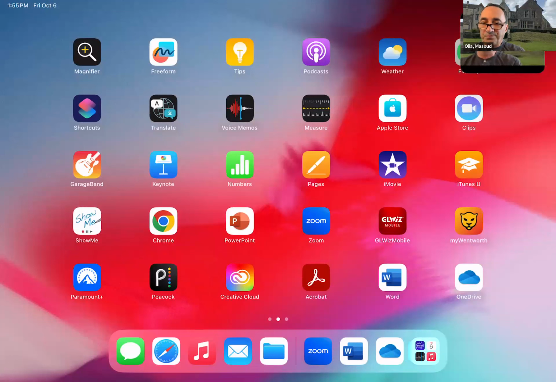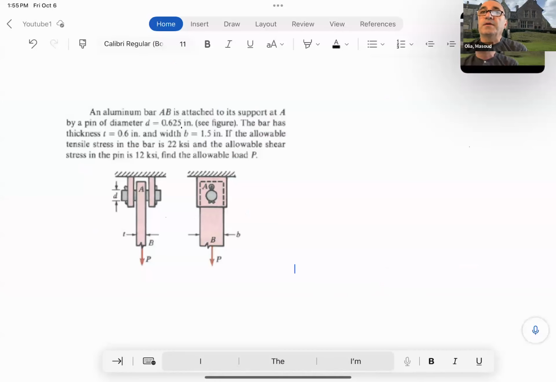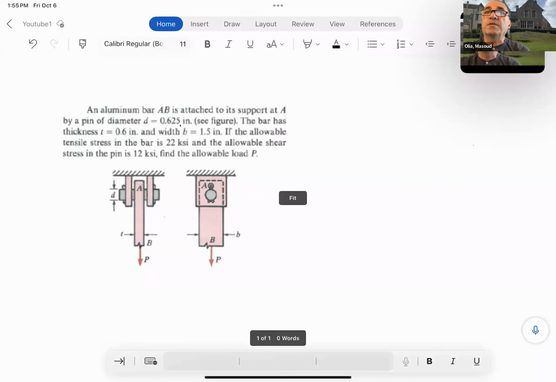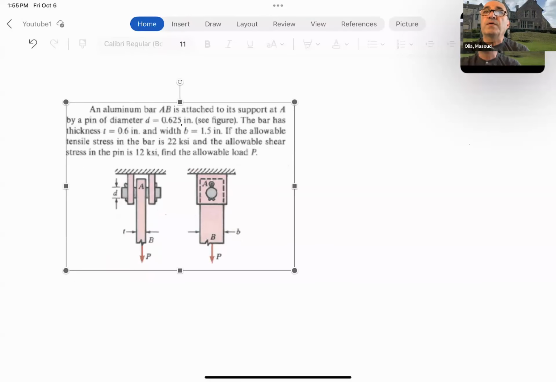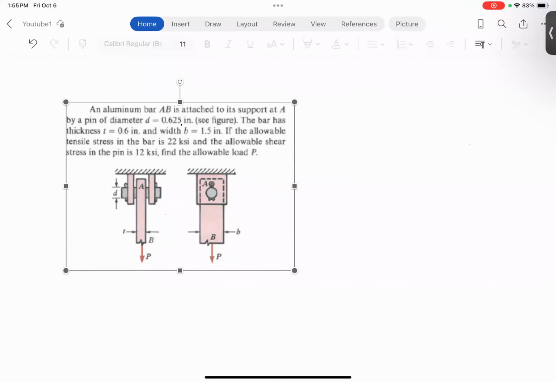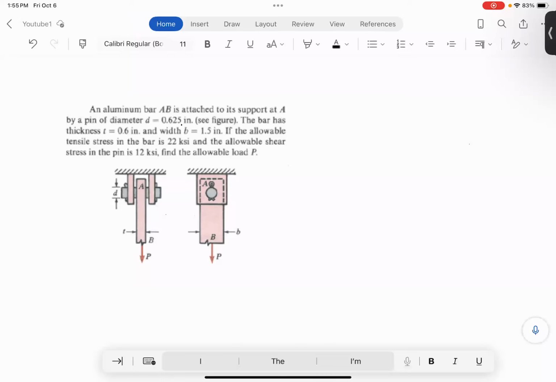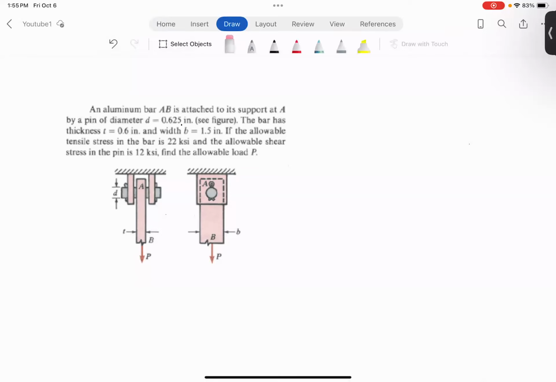I'm a professor in the School of Engineering at Wentworth University, and I'm here to show you a problem related to the topic of mechanics of material and the concept of normal stress and shear stress. So let me actually remove my picture here. There we go, so you guys don't get distracted. So let's read the problem.